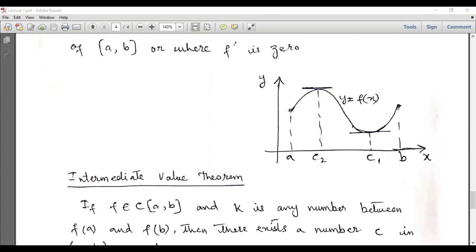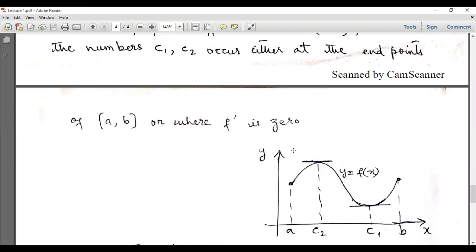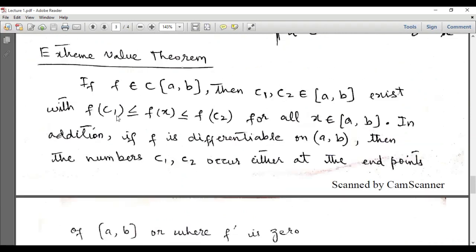So suppose we have this function f(x), and it is a continuous function between these 2 points a and b. Now suppose that the maxima of the function is lying at this point c2 and the minima of the function is lying at point c1. So f(c1) is less than or equal to f(x), which is less than or equal to f(c2). It means the value of the function is lying within the range of f(c1) and f(c2). So f(c1) is the minima, f(c2) is the maxima.